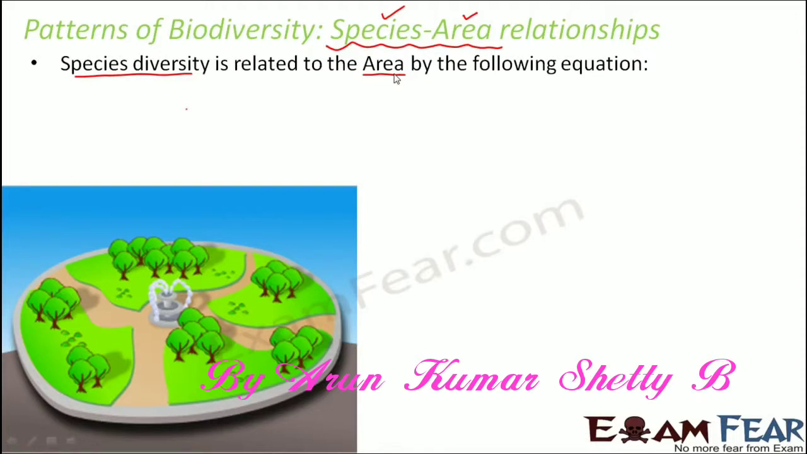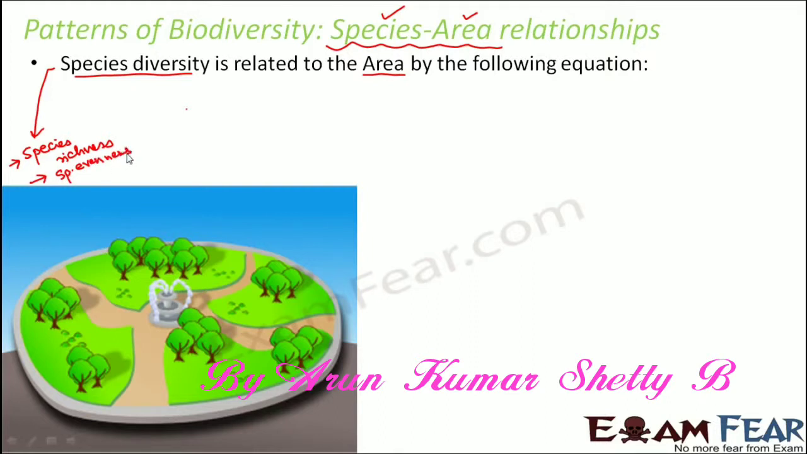Now, before we talk about the equation which gives us a relation between the two, we should be clear about what we exactly mean by species diversity. Species diversity basically talks about the richness of species. That means how many different species exist in a particular area. So, species diversity basically includes two terms. One is species richness, which means how many different species are existing in one area. And the second one is species evenness.